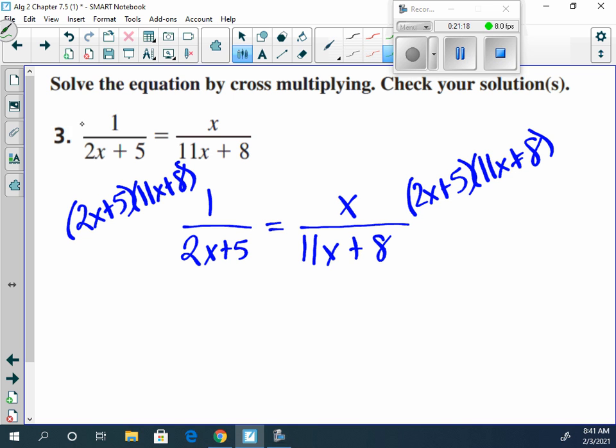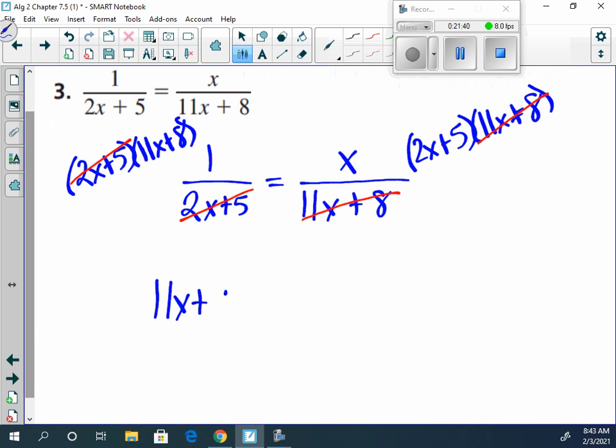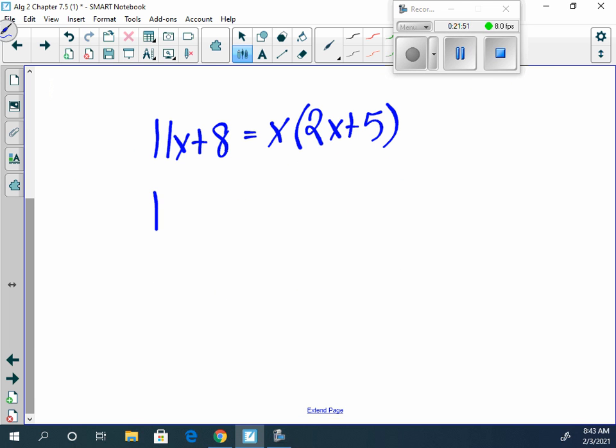All right, let's keep working with this here. Our 2x plus 5 and 2x plus 5 would cancel. 11x plus 8 and 11x plus 8 would cancel. And over here, we're going to have 1 times 11x plus 8, which is going to be 11x plus 8. Over here, we're going to have x times 2x plus 5. And we distribute exactly: 2x squared plus 5x.